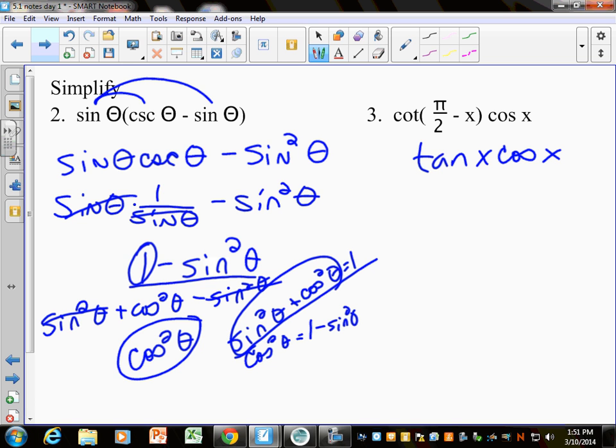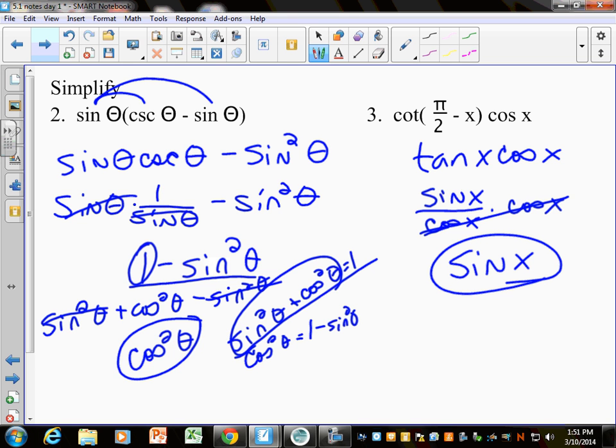Cosine, we don't have many options to change cosine to. We could change it to 1 over secant, but that's not really going to help us much. What about tangent? Could I change tangent to something that would help me maybe cancel out a cosine? Yeah, tangent is the same as sine of x over cosine of x. And then look what we get to do. Cross them out. Which means that ugly thing that we started with is the same as just saying sine of x.